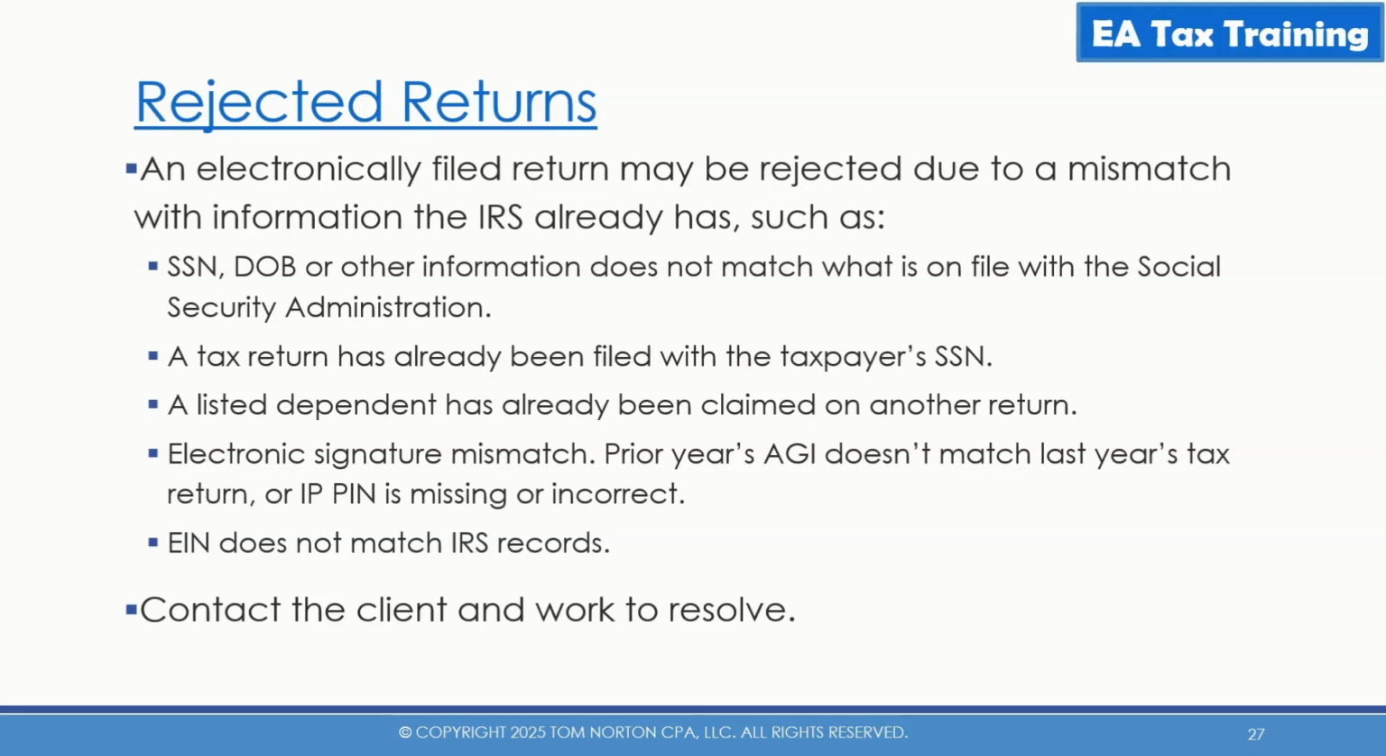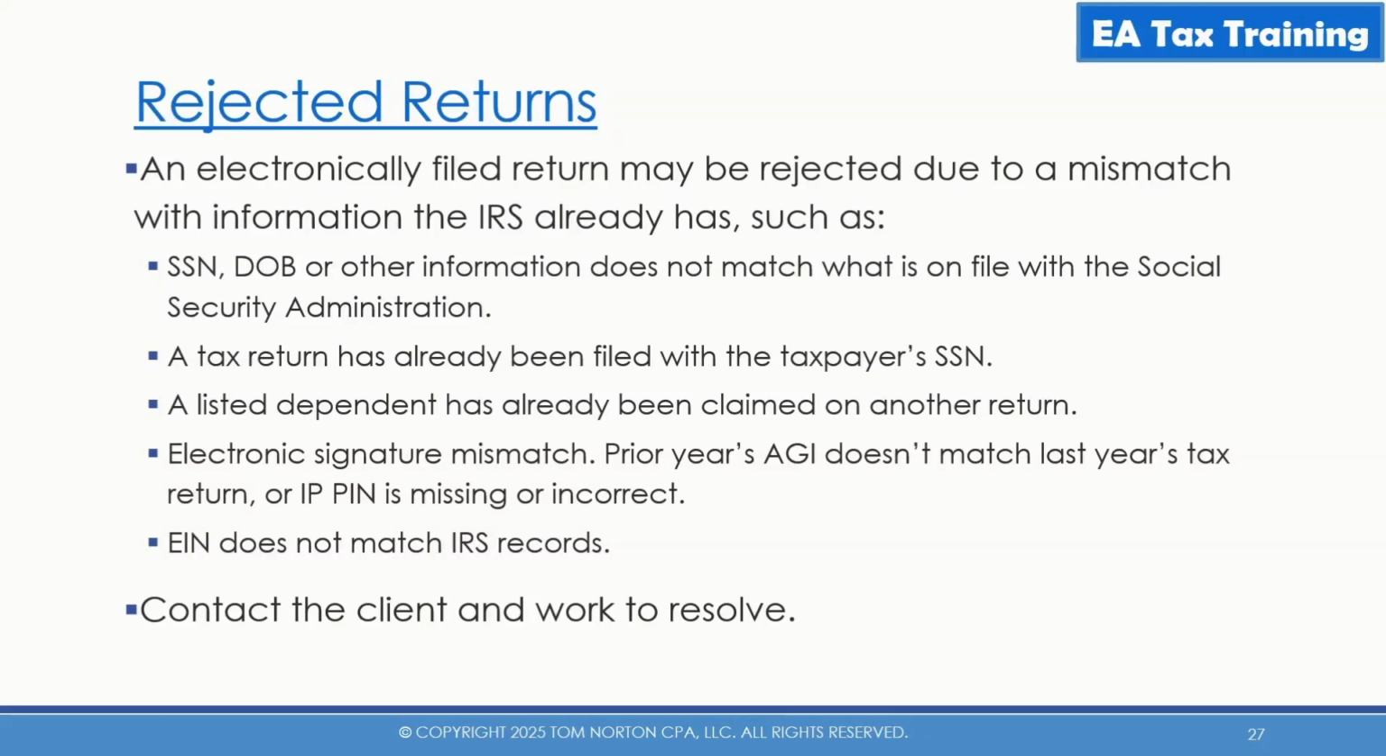Or, as we discussed previously, if a tax return has already been filed with the taxpayer's Social Security number, it's going to be rejected. If a listed dependent has already been claimed on another return, so sometimes you got both parents, for instance, trying to claim a child as their dependent. Whichever one files first, it's going to go through. The parent who files second, it's going to be rejected.